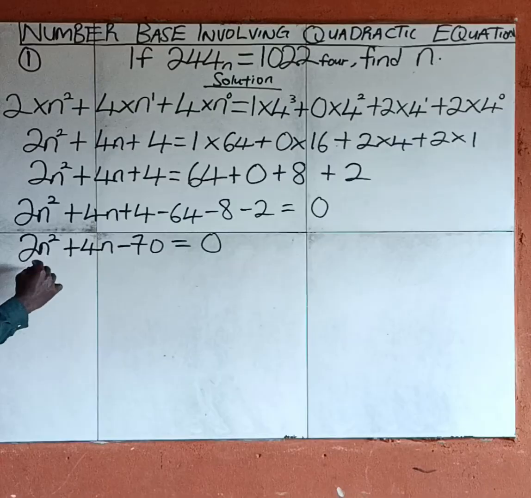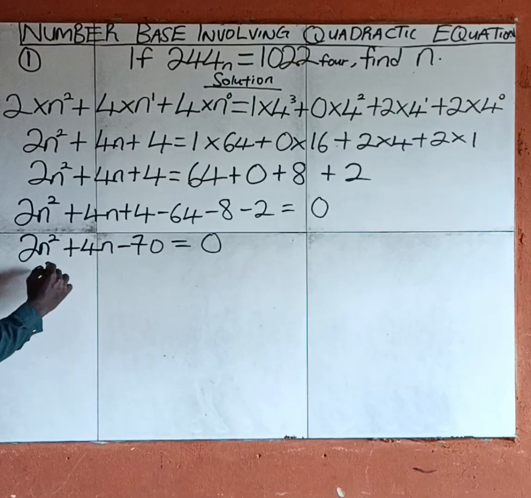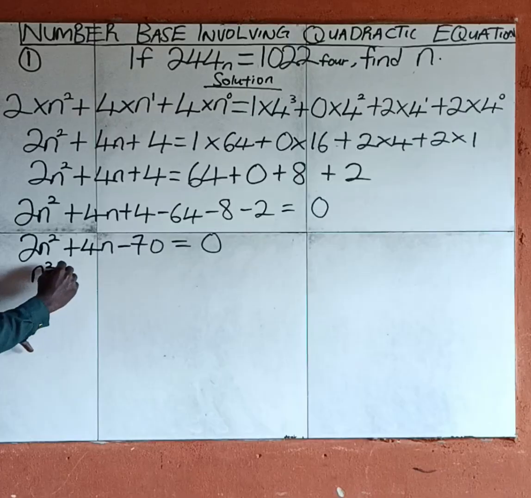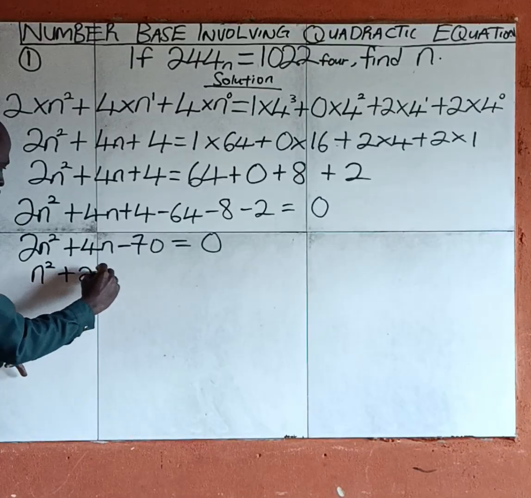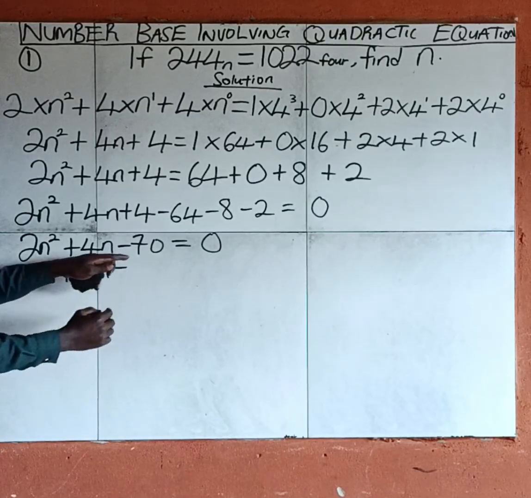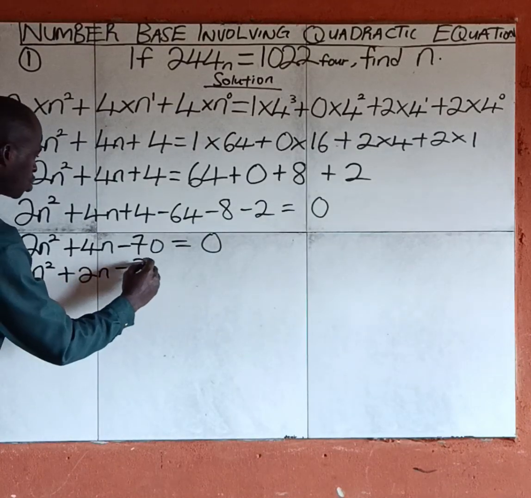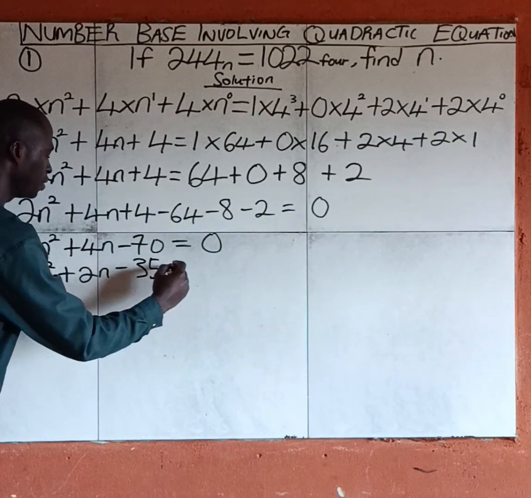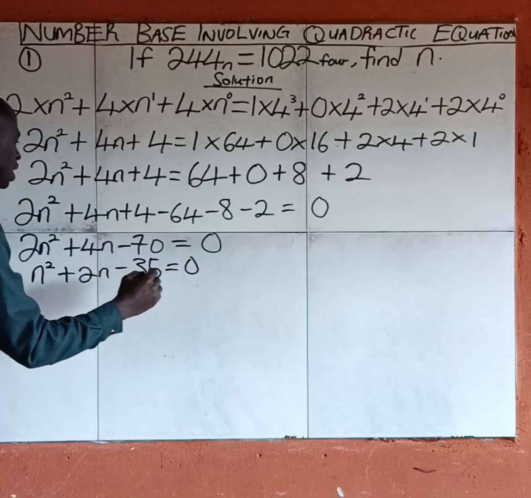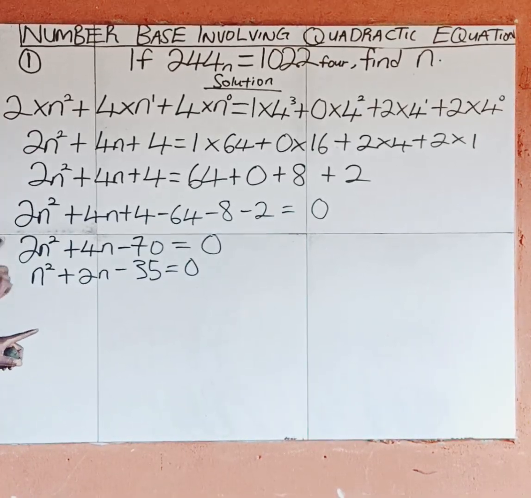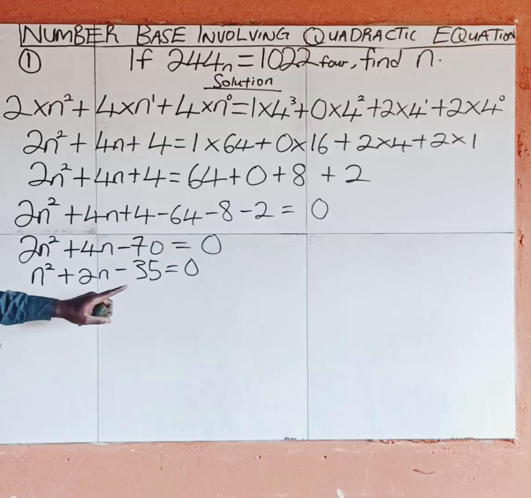If 2 should go into here, here becomes n raised to the power of 2. If 2 should go into 4, it will give us 2n. Now, if 2 should go into 70, automatically you know it will be 35. So here becomes negative 35 equal to 0. Now, at this stage, you are going to look for, you can see the way it is clearly done here.